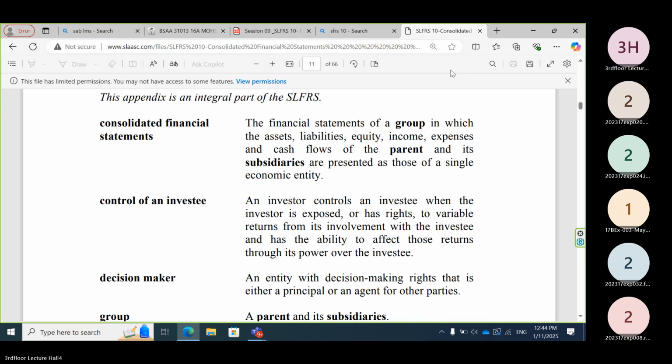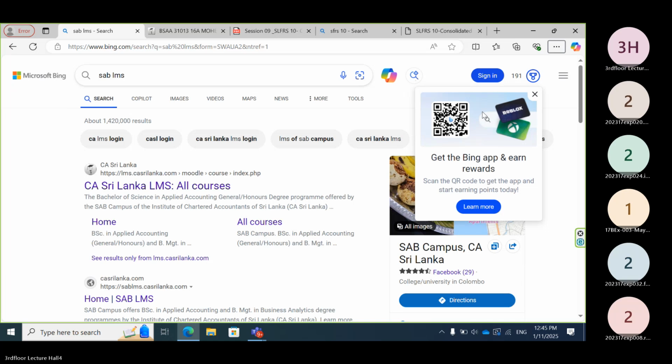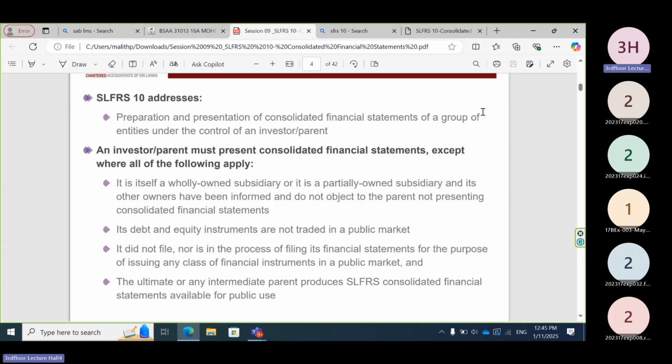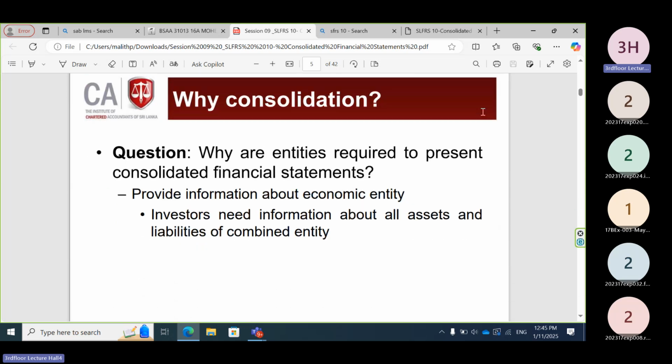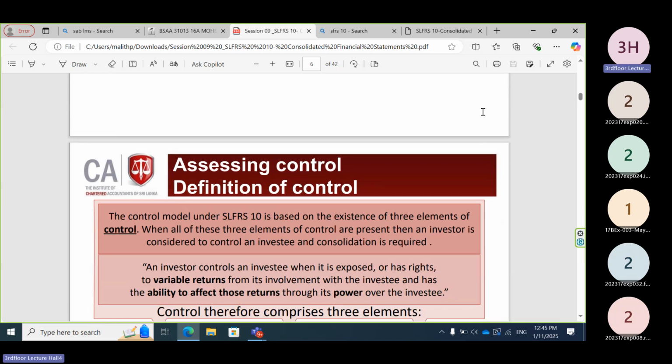We can discuss this for 2-3 hours: how we are going to decide the power over the investee, how we can manage the control through the power. Assessing control is the definition of a consolidation. Last week we discussed that sometimes we assume we should have more than 50% stake, more than 80%, or 100% stake for control.